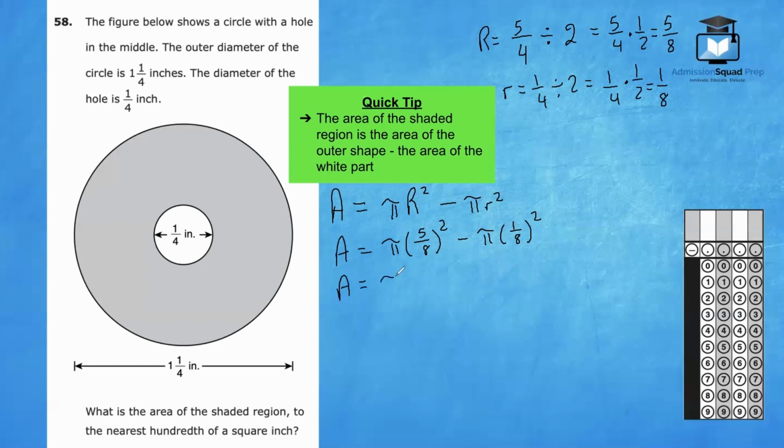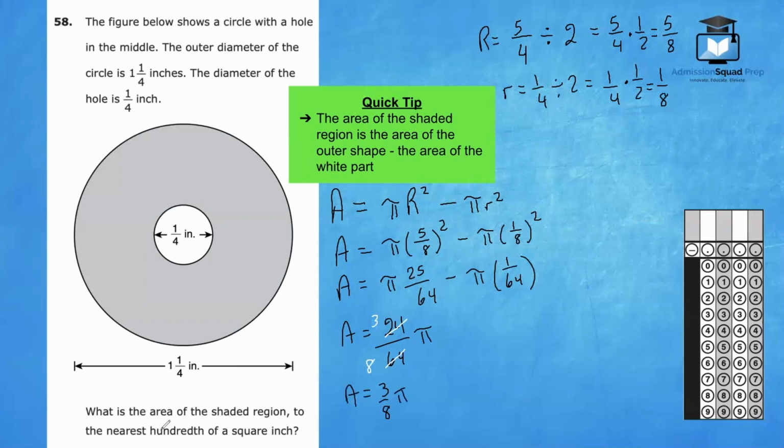We now have pi times 25/64 minus pi times 1/64. When we subtract these two quantities, we have 24/64 pi. It's almost like these are combining like terms. They both have a pi attached to it. Now we can simplify the fraction. 24 divided by 8 is 3, and 64 divided by 8 is 8. So our area is 3/8 pi.